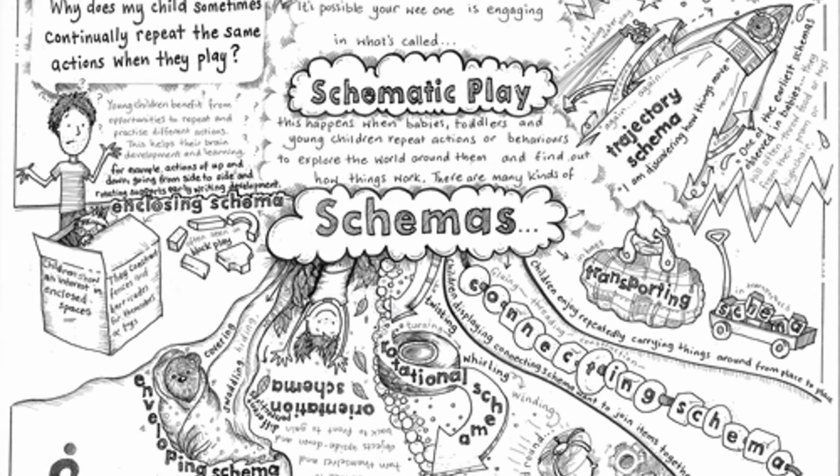Schematic play happens when babies, toddlers and young children repeat actions or behaviours to explore the world around them and find out how things work. There are many different types of schema. Please pause here to read the slide.